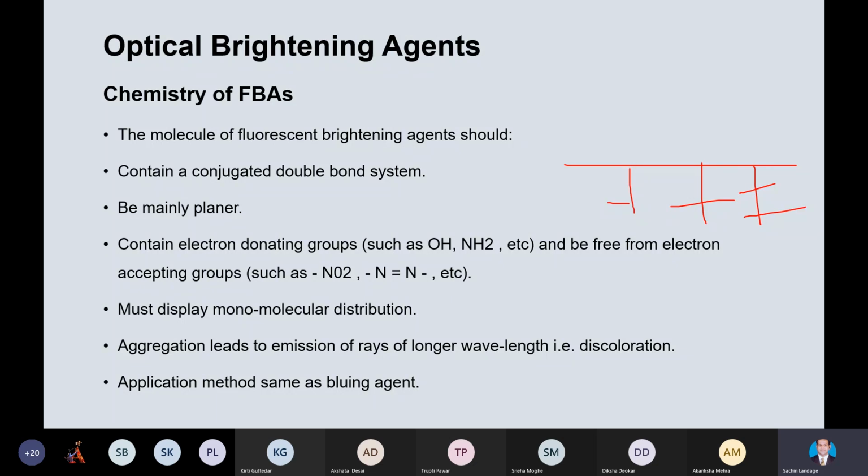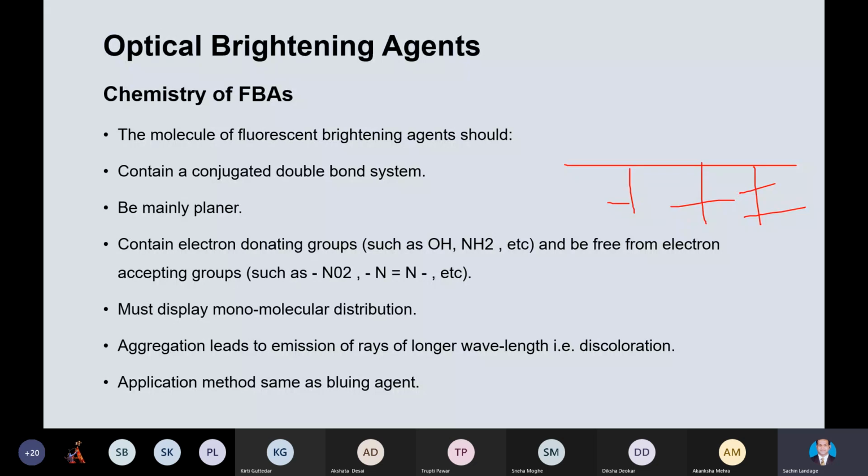Then carry out the application. Now, if you are carrying out the application in a warm condition, again, it will get easily absorbed. Then after the requisite time is over, remove it, wring it, that is nothing but squeeze it, allow it to dry, then carry out the ironing, and we can use this particular garment. So likewise, these optical brightening agents are applied onto the fabric.